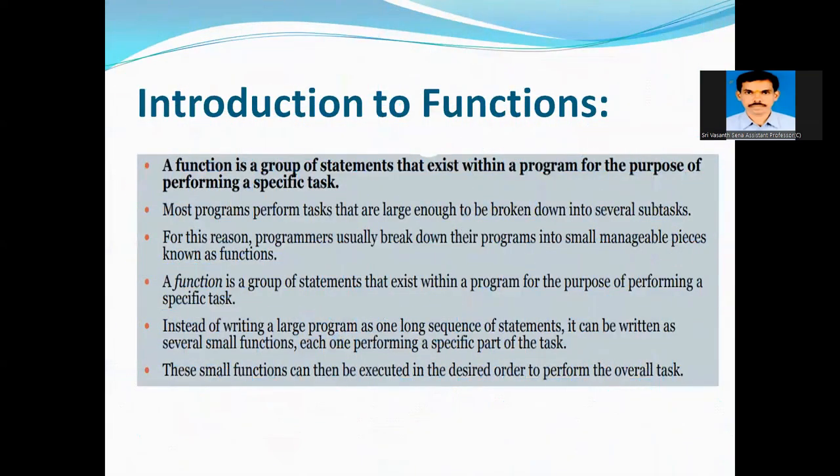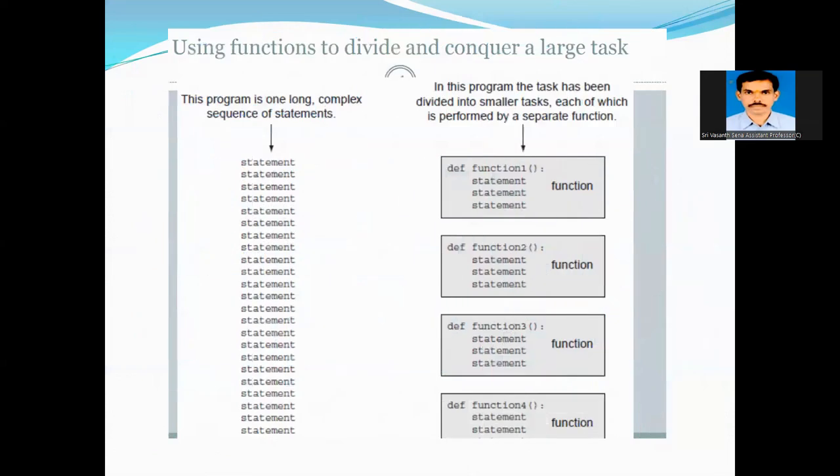So basically a function is a group of statements which will perform the given task. In order to perform the given task, a group of statements is combined, then it is said to be a function. In most cases, suppose you have written statement 1, statement 2, up to 100 statements like this. So it is a clumsy program. This program is one long complex sequence of statements.